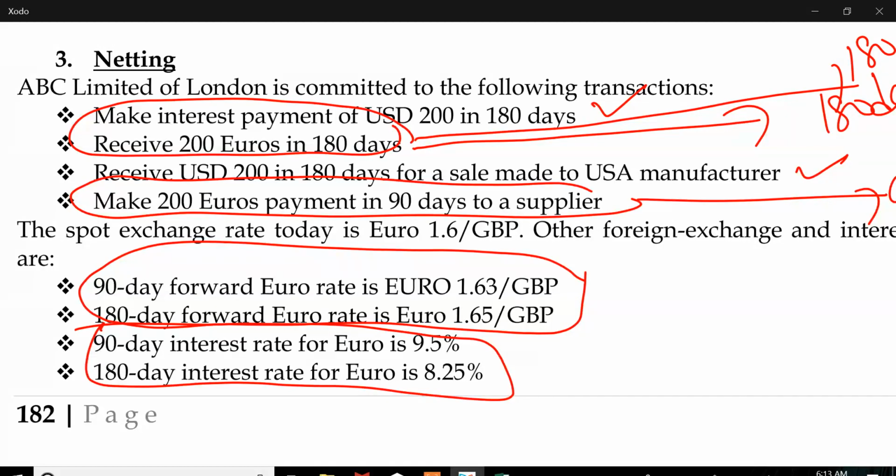Next, question number 3. The question talks about 4 transactions wherein 2 transactions will be knocked off against each other.